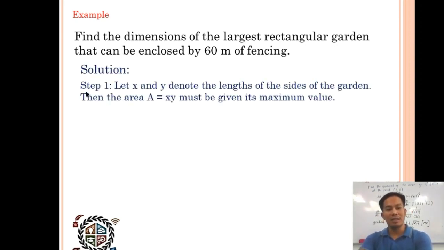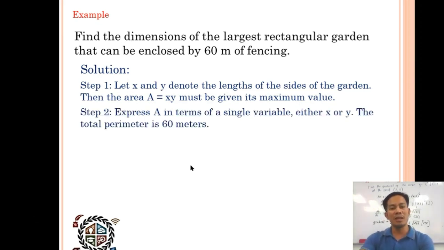Solution is, ang una mong gagawin, let x and y denote the lengths of the sides of the garden. Basically, lengths means the length and the width. Okay? The area will become x times y. Kasi, di ba sabi mo, dinenote mo na siya as x and y. So, yung area mo, i-multiply mo lang yung x and y. Okay? To recall, area of a rectangle is length times width. Since length mo ay x, width mo ay y, so x times y. Okay?